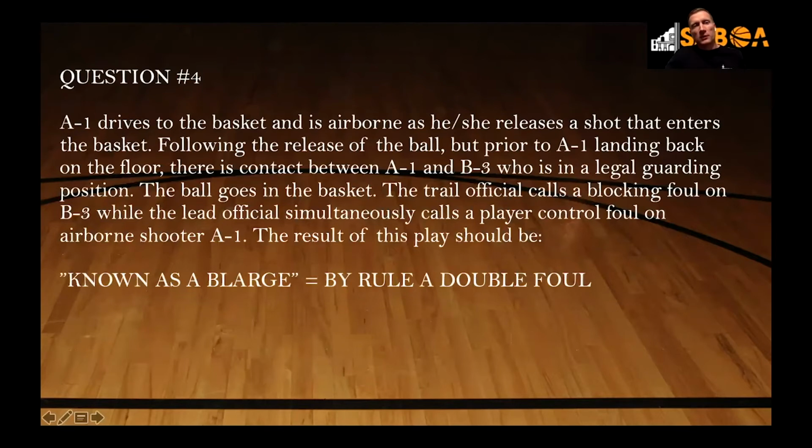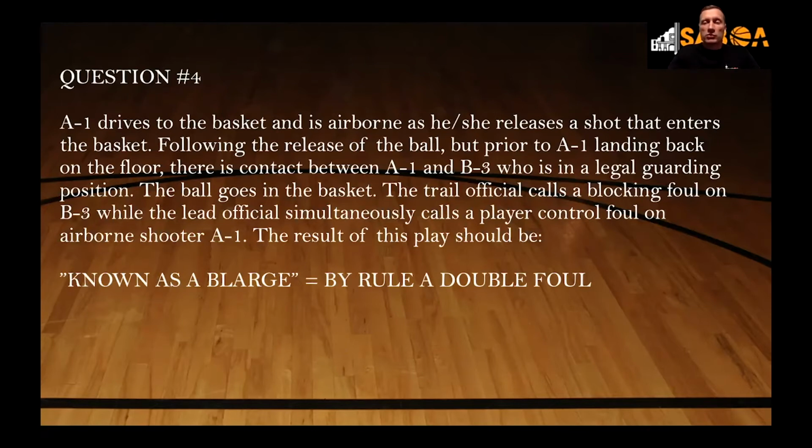Question 4. A1 drives to the basket and is airborne as he or she releases a shot that enters the basket. Following the release of the ball, but prior to A1 landing back on the floor, still an airborne shooter, there's contact between A1 and B3, who is in a legal guarding position. The ball goes in the basket. The trail official calls a blocking foul on B3, while the lead official simultaneously calls a player control foul on the airborne shooter A1. The result of this play, we say this is a blarge.